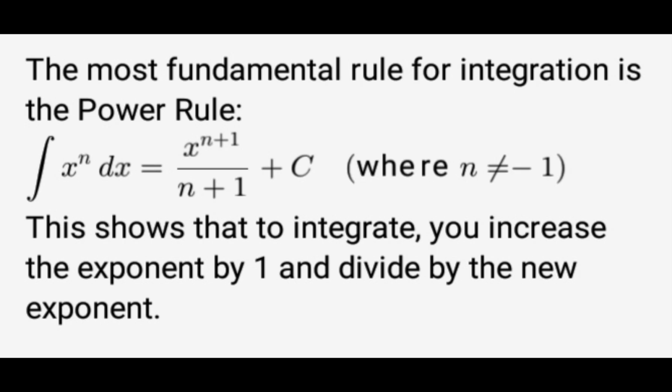So the most fundamental rule for integration is the power rule. Integral x raised to the power of n dx equals x raised to the power of n plus 1 over n plus 1 plus c, where n is not equal to -1.